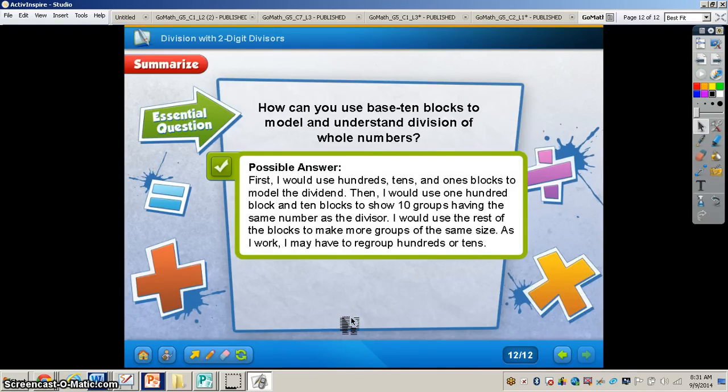So to wrap up the video, the essential question: how can you use base 10 blocks to model and understand division of whole numbers? First, I would use hundreds, tens, and 1 blocks to model the dividend. Then I would use 100 block and 10 blocks to show 10 groups having the same number as the divisor. I would use the rest of the blocks to make more groups of the same size. As I work, I may have to regroup hundreds or tens. So this wraps up the video on division with 2-digit divisors using base 10 blocks. If you have any questions about this concept, please come and see me.